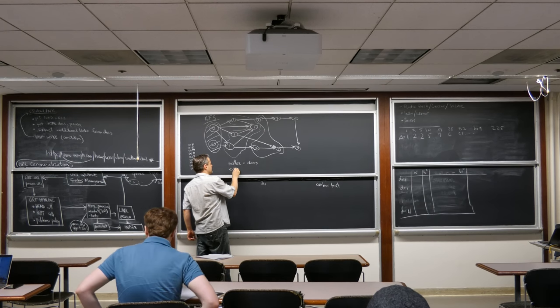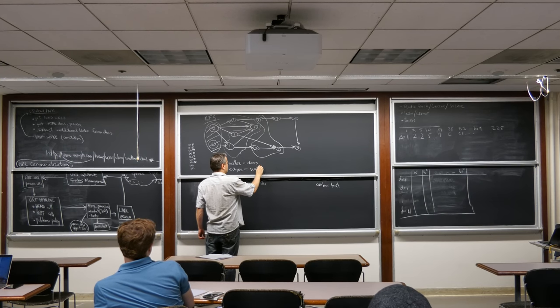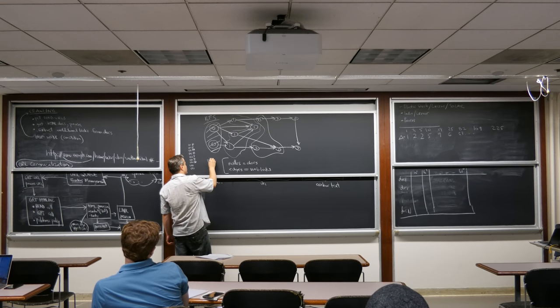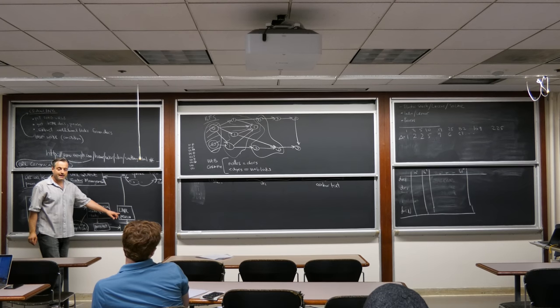And the edges are the web links. This is called the web graph. So there is a requirement that you store, associated with every document that you index, its in-links and its out-links.